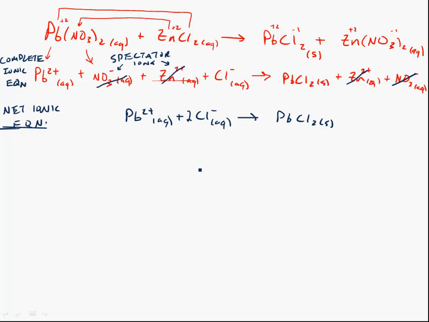Okay. So from the regular chemical equation, you can get two equations. You get the complete ionic equation, that's the really long one, and the net ionic equation, which is the shorter one. Monica.